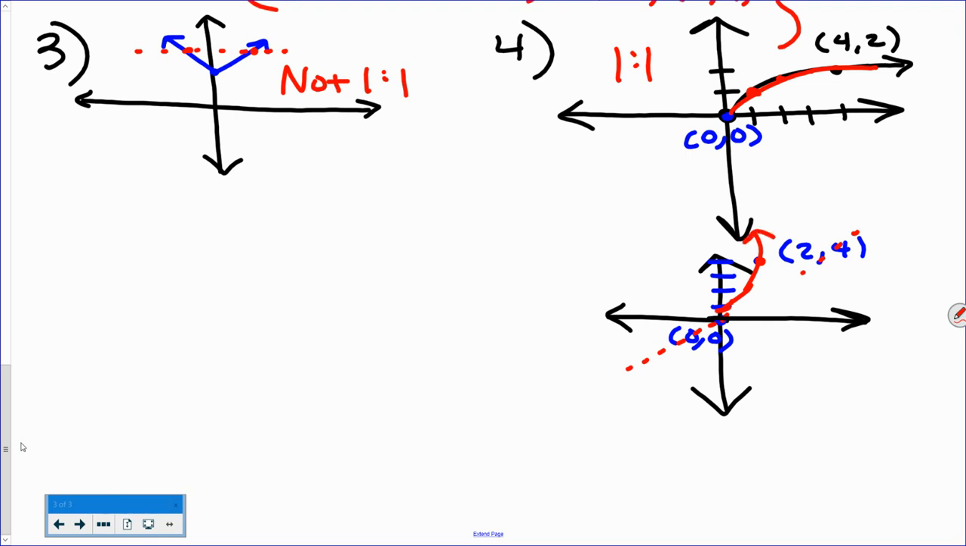So you'll just select, it'll ask you first, is it 1 to 1? Yes or no? And then if it is, it'll move you on to selecting the graph.